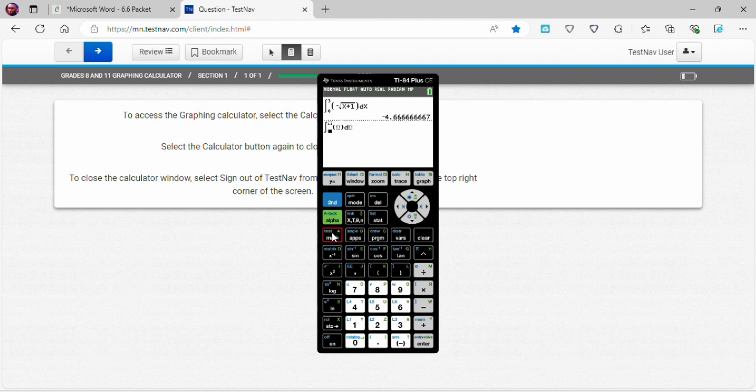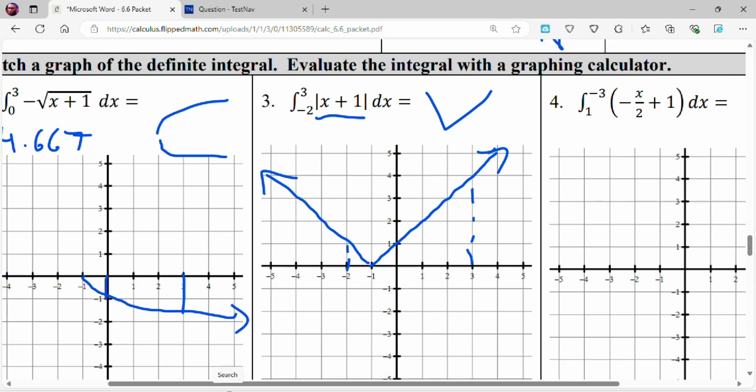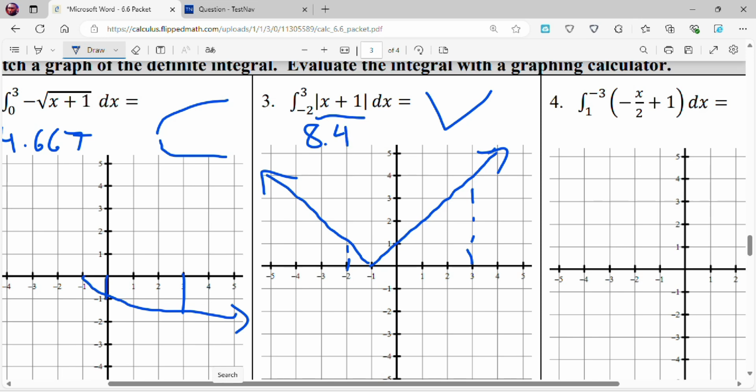So we have negative 2 to 3 of the absolute value. How to do absolute value: you go to math, number, absolute. So we have x plus 1. And we get approximately 8.5. Or if you want, 8.499.